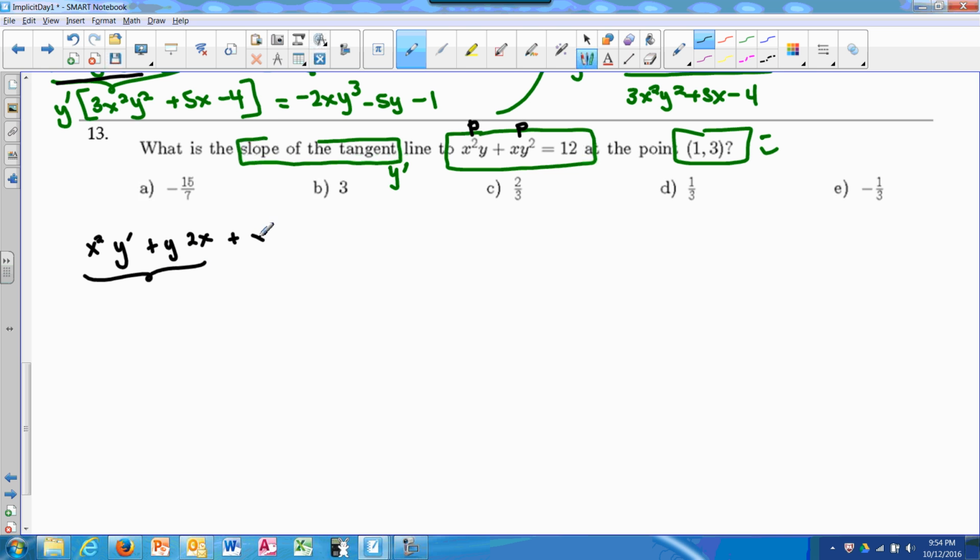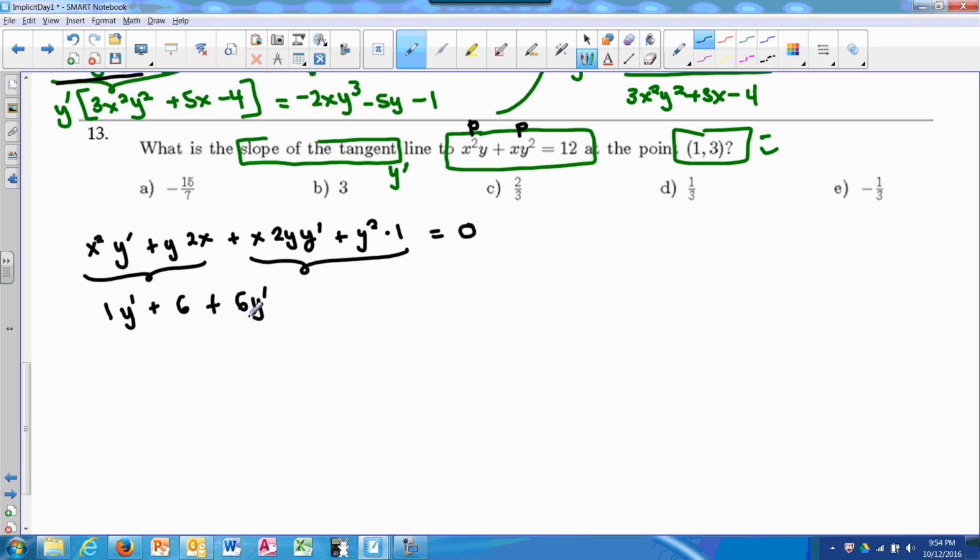For the next product, I have x times the derivative of y squared, which is implicit, plus the y squared times the derivative of the x term. That's my second product. Equals the derivative of 12 is 0. This is the happy part. X is 1, y is 3. X is 1, we have 1, y prime. X is 1, so this part's 2. Y is 3, so 3 times 2 times 1 is just plain old 6. And then we have x times 2 times y. So 1 times 2 times 3 is 6 again, but that's a y prime term.